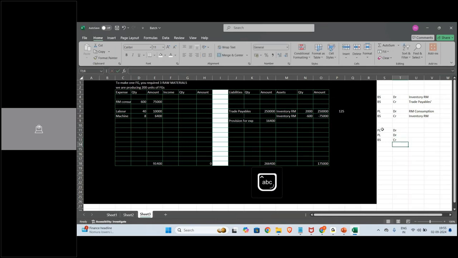So instead of 40, I will say this is 100 hours of labor, and we will say 8 hours of machine cost. It should be more than 800. Let's say it cost me 1800, so it became 14,400, right? So totally it became 39,400. So here it goes: labor, machine, debit. Provision for expenses.